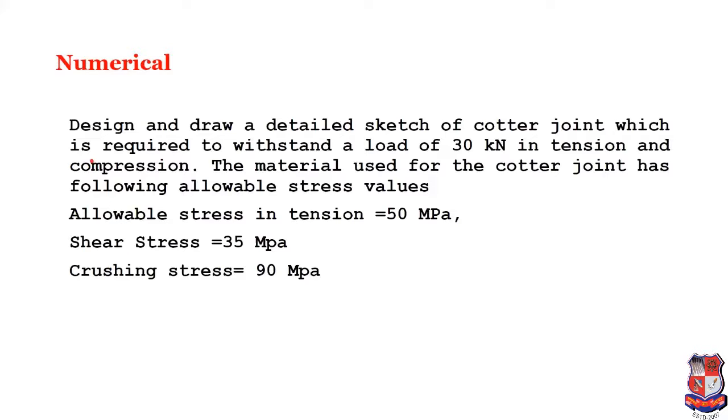But the numerical is this. Design and draw a detailed sketch of a cotter joint which is required to withstand a load of 30 kilonewton. So P is given to you, in tension and compression. The material used for the joint has the following allowable stress values. Allowable stress in tension is 50 megapascal, so sigma T is 50 megapascal. Shear stress is equal to 35 megapascal, so tau is equal to 35 megapascal. Crushing stress is equal to 90 megapascal, so sigma CR is 90 megapascal.